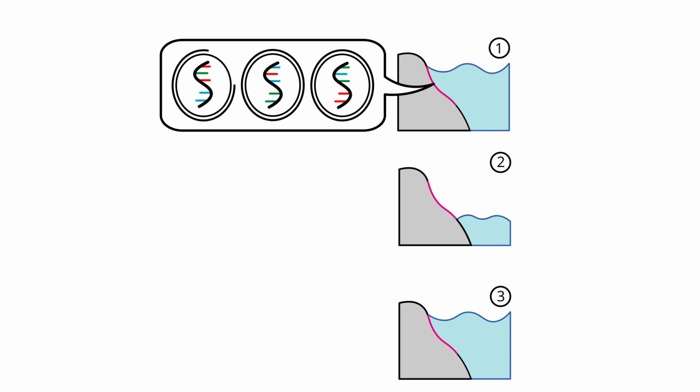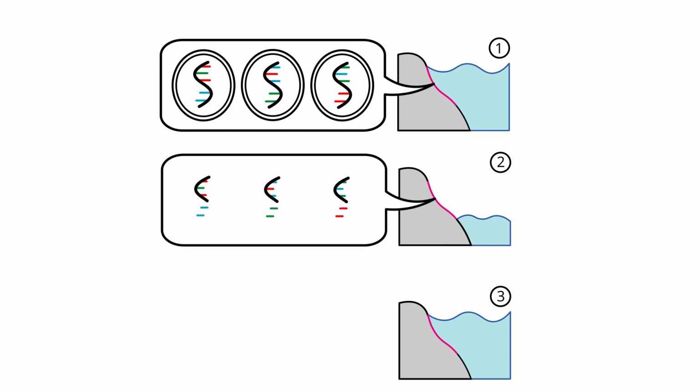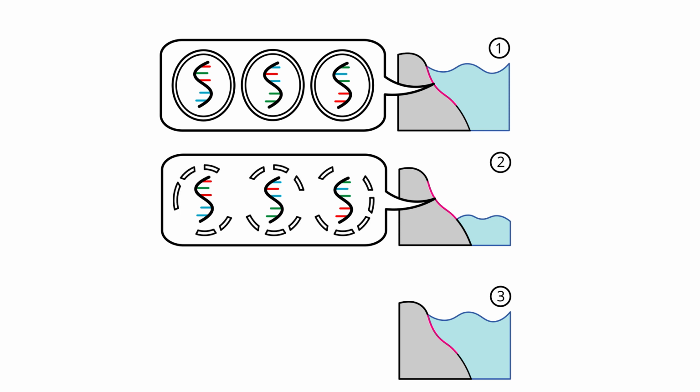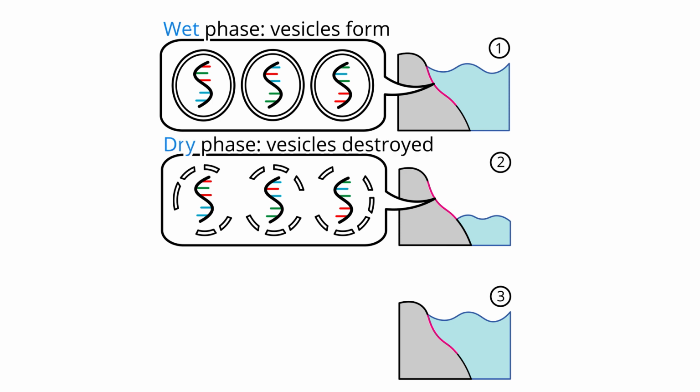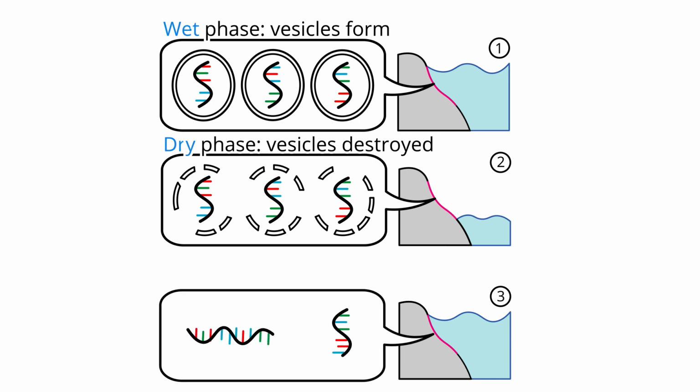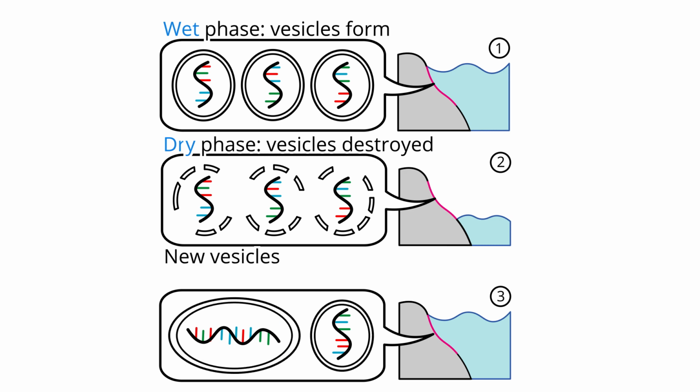Additionally, as the cycle alternates, the vesicles are constantly created and destroyed, much like how soap bubbles form when wet, but then get destroyed when dry. The brilliance behind this proposition is that this constant creation and destruction of new vesicles allows different combinations of peptides and DNA to form over the many cycles.